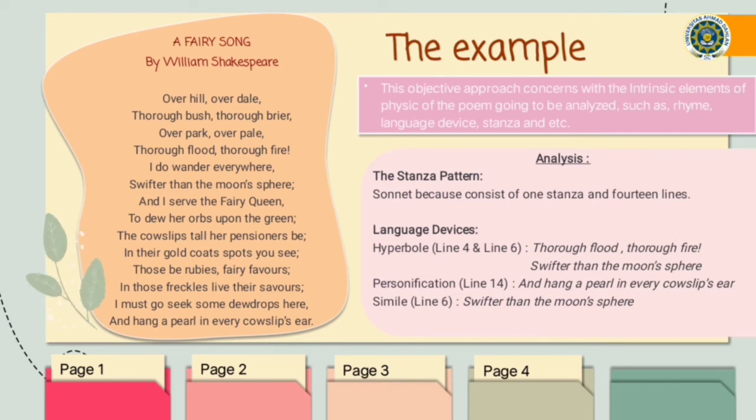Right, based on the poem, it has sonnet as stanza pattern. Why sonnet? Because it consists of one stanza and 14 lines. Next, language device. The poem has hyperbole language in line 4 and line 6. Through flood, through fire, swifter than moon spire. Then used personification in line 14, and hang a pearl in every cowslip ear. Also use simile language device in line 6, swifter than the moon spire.